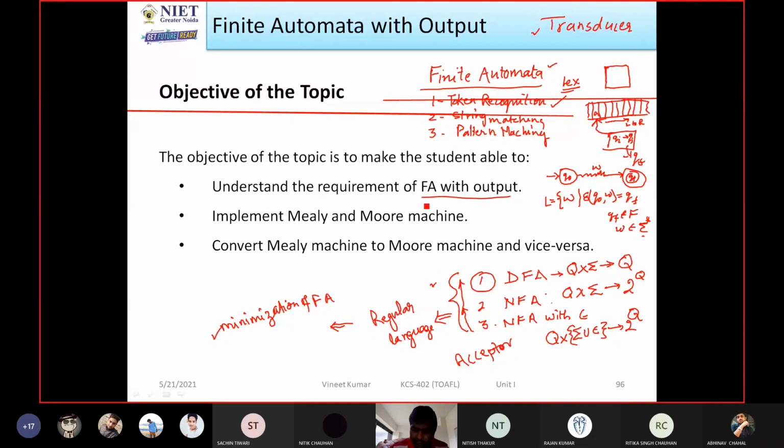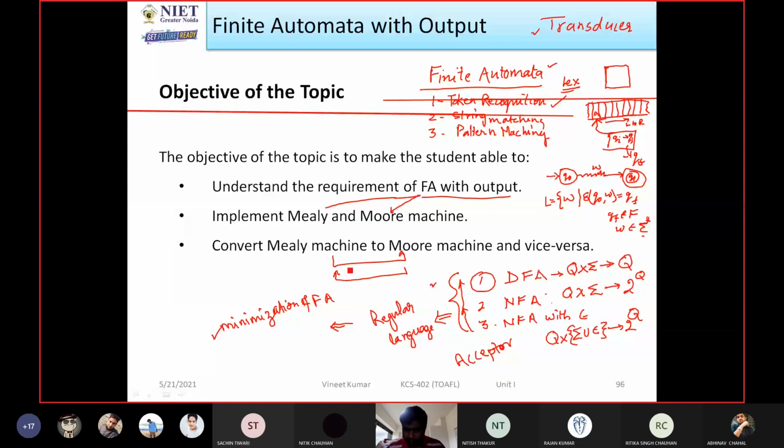What are the different types of finite automata with output? We have to know about the Mealy machine and the Moore machine, and how to convert a Mealy machine to a Moore machine and a Moore machine to a Mealy machine. So these are the objectives of the topic, right? Understand these points, why we are moving towards this.